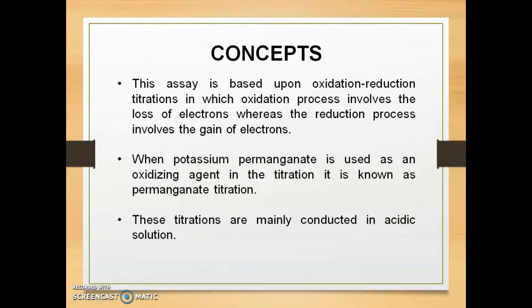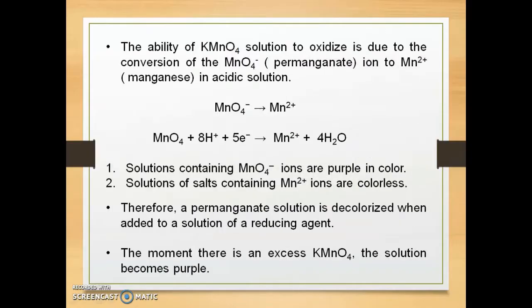This assay is based upon oxidation reduction titration, in which the oxidation process involves the loss of electrons, whereas the reduction process involves the gain of electrons. When potassium permanganate is used as an oxidizing agent in the titration, it is known as permanganate titration. These titrations are mainly conducted in acidic solution.